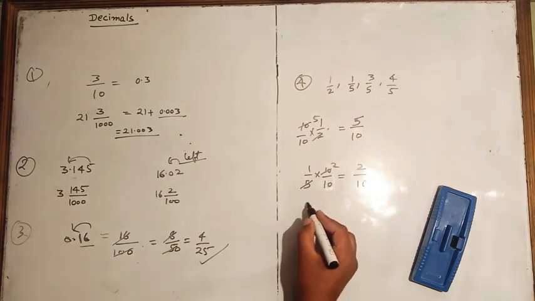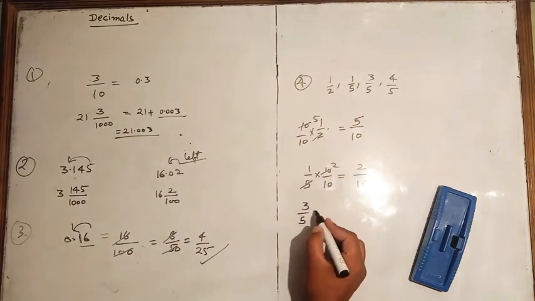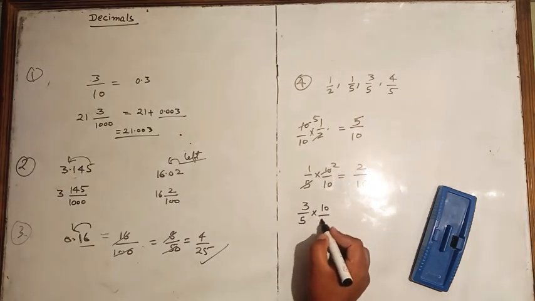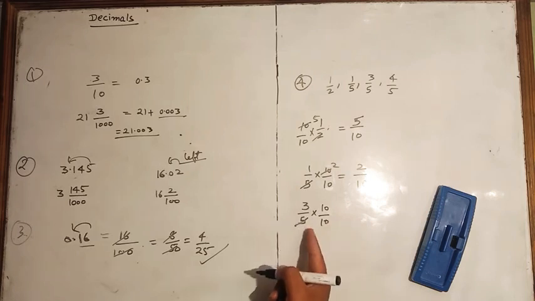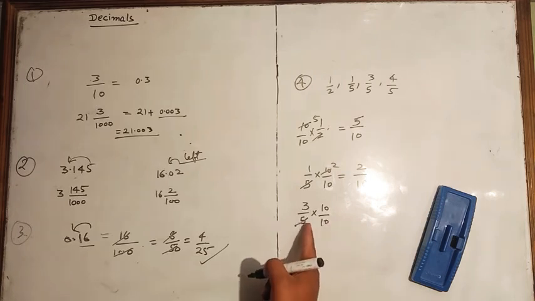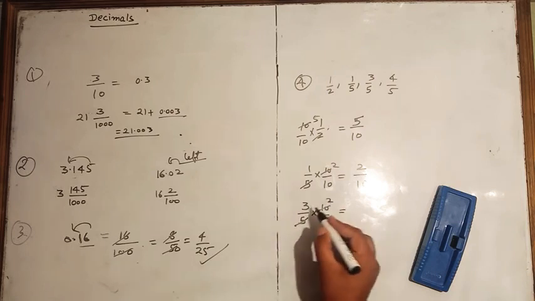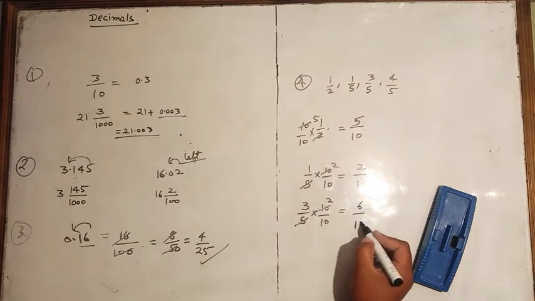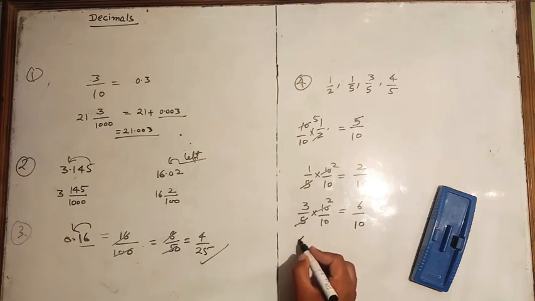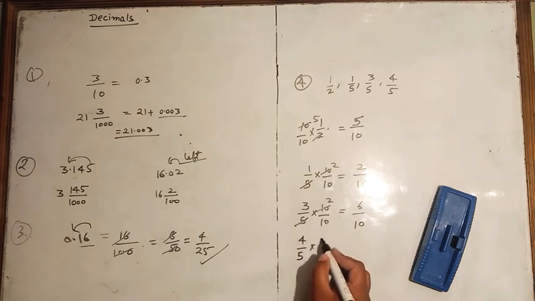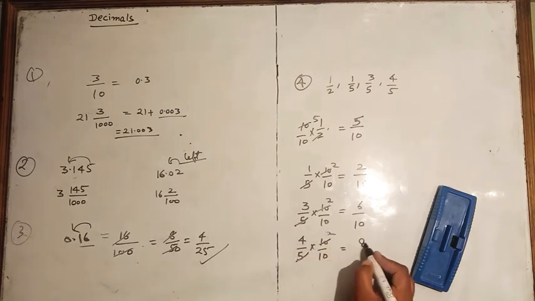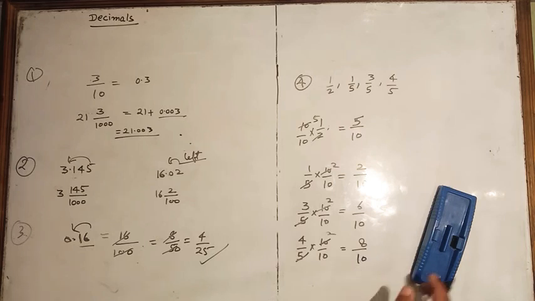In the same way the third part, how will we write? 3 upon 5 into 2 upon 2. Now the denominator should be 10, so 5 times 2 is 10, it will become 3 times 2, 6 upon 10. In the same way the fourth part will be 4 by 5 into 2 upon 2, because the value will be 1, 5 times 2 is 10, 4 times 2 is 8 upon 10. Like this we can write.